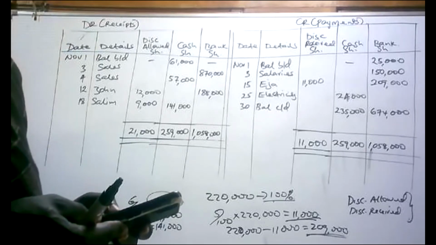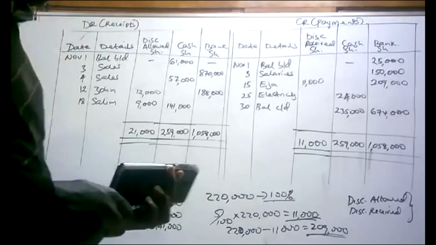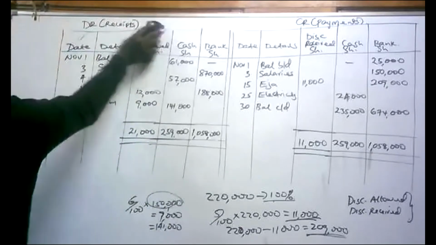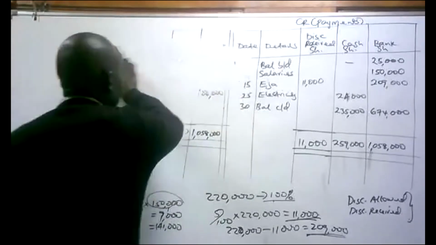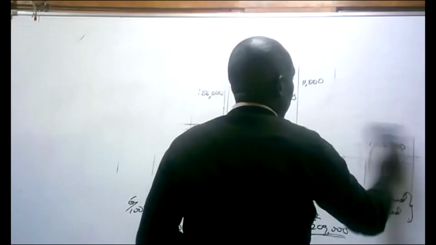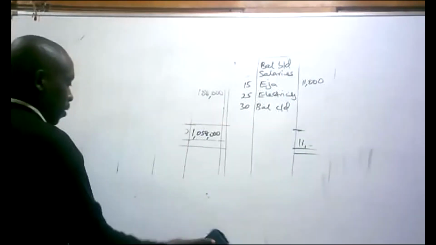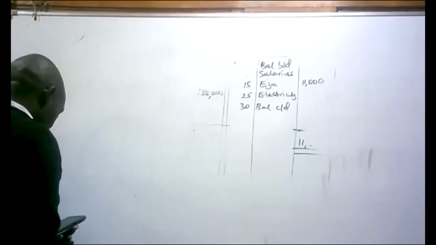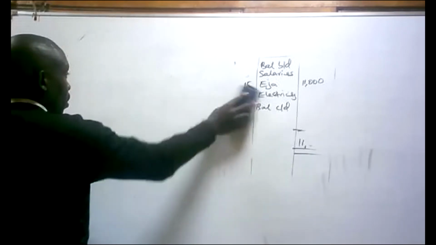Question section B, question 3A. Section B, question 3A. What are the features of cost accounting? That is which question? 2B.